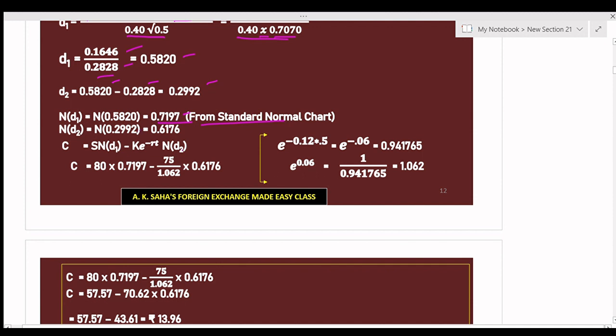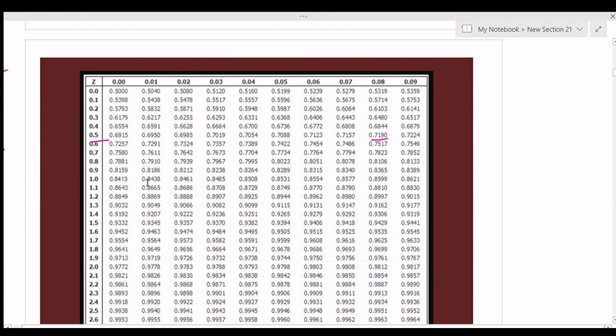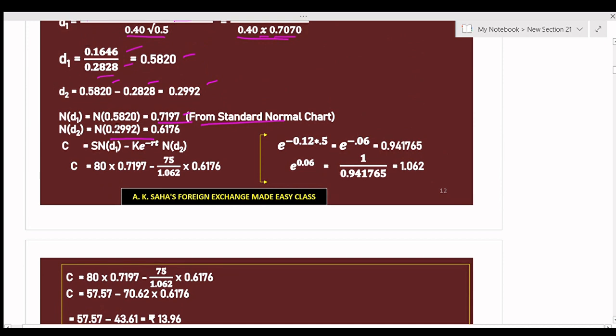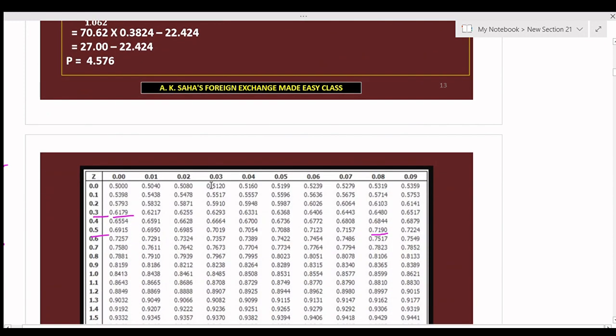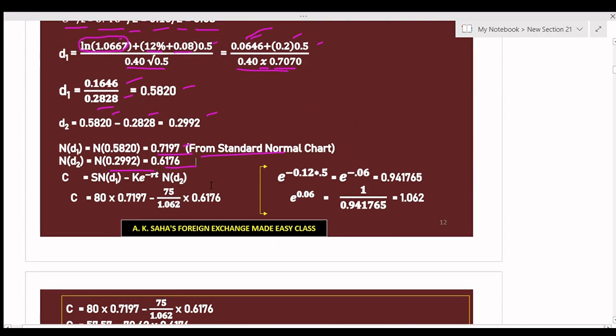And ND2 is equal to N into 0.2992, that is equivalent to 0.3. You consult 0.30, which is equal to 0.6179. You see ND2 is equal to 0.6176. It is 0.6179, but instead of this I have taken 0.6176.